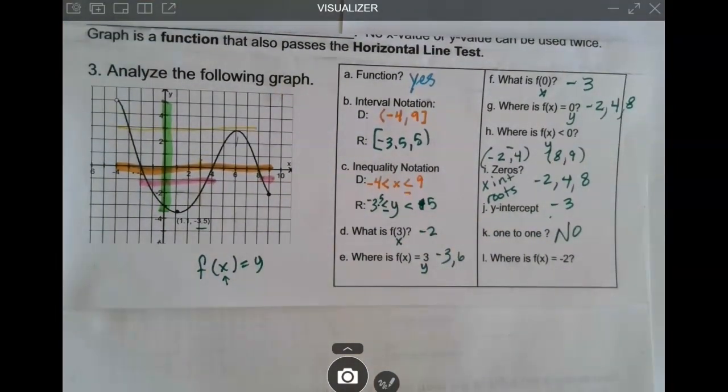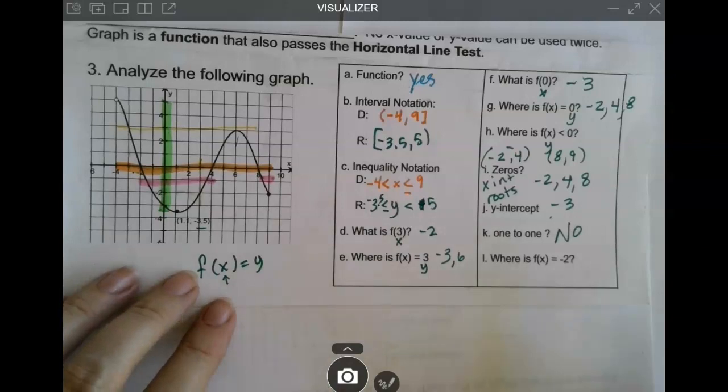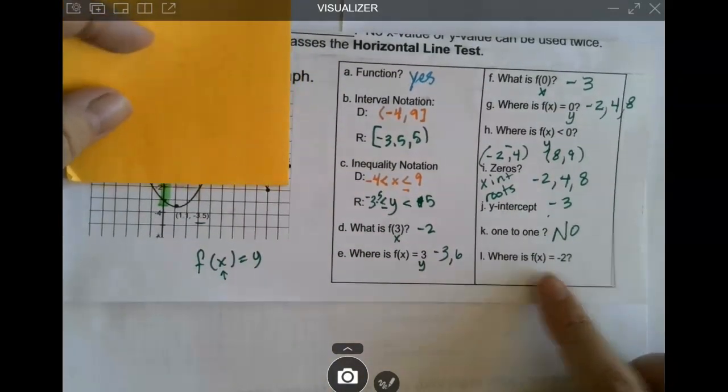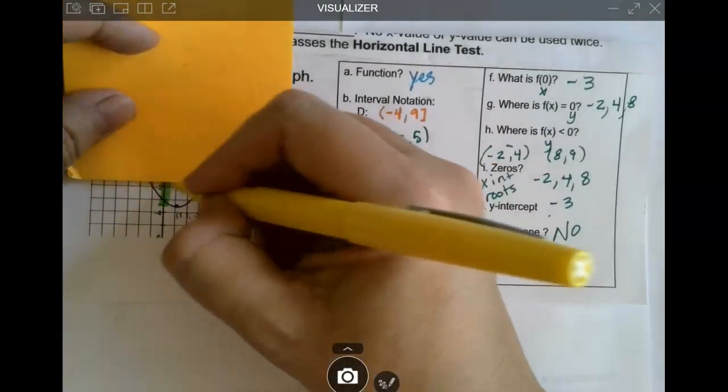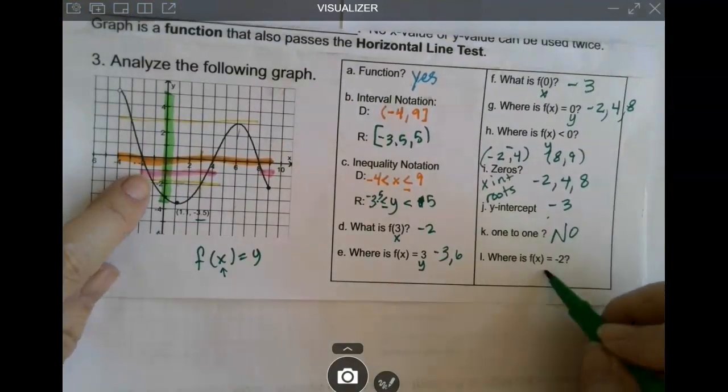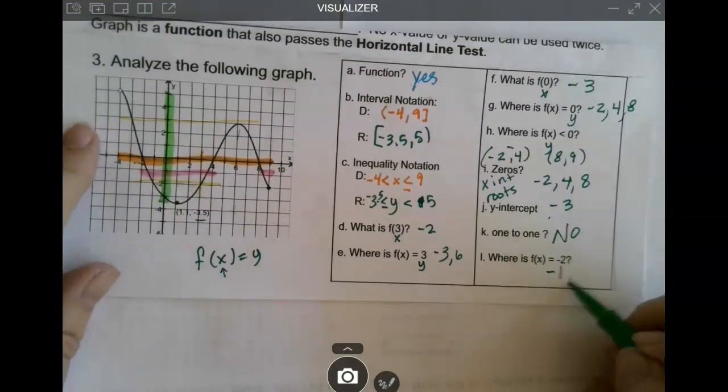And finally, it says, where is f of x equal to -2? Well, f of x, this is again y. Where is y -2? Well, it's right along this line here. And I've got two places. I've got right here at -1, and I've got right here at 3.